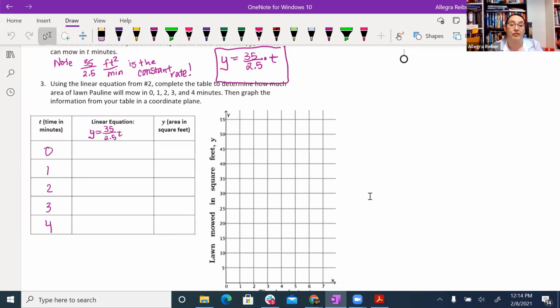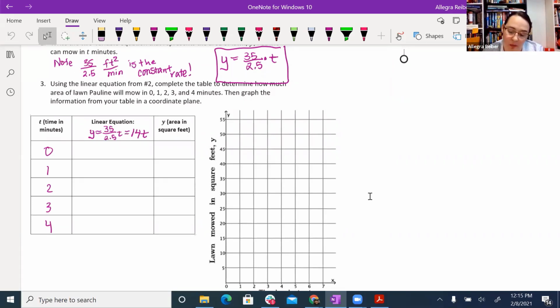If you divide 35 by 2 5/10, that's the same as dividing 70 by 5. I obtain that again by just multiplying the numerator and the denominator by 2. And so I actually can simplify this equation and write this as y equals 14t, which is a little more helpful when we're doing our mathematics.